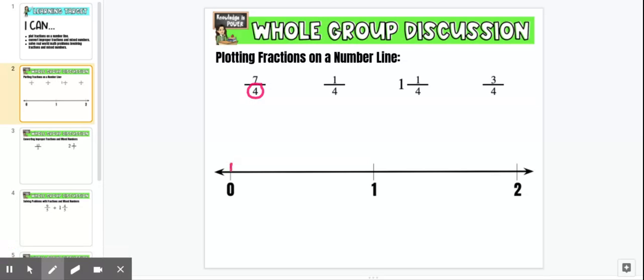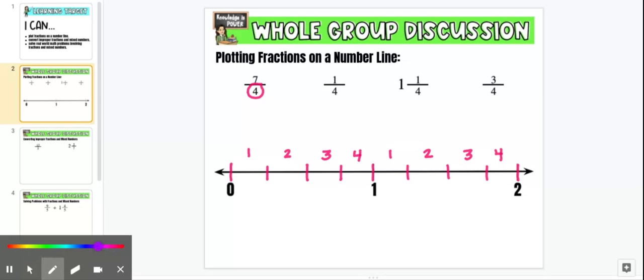So between 0 and 1, and between 1 and 2, I need to break each of those whole numbers into 4. So I'm going to split it right down the middle to create two equal-ish sections. And then between 0 and 1/2, I'm going to split that in half, and 1/2 and 1, I'm going to split that in half. And I'm going to do that exact same process for between 1 and 2. So now I have 1, 2, 3, 4 sections between 0 and 1, and 1, 2, 3, 4 sections between 1 and 2. So now each of these tick marks is a fourth.